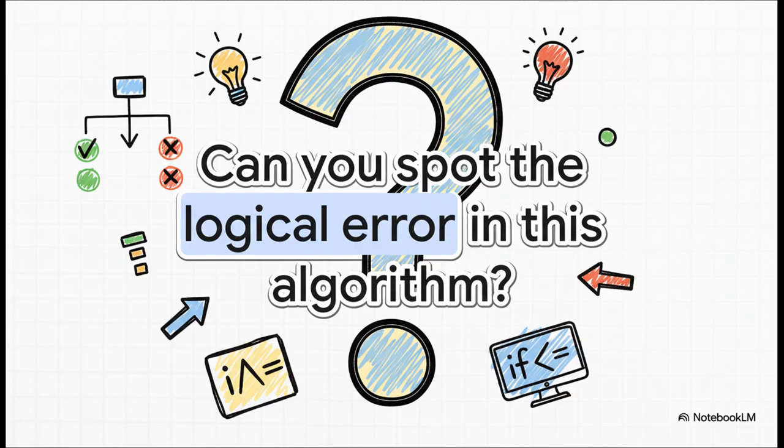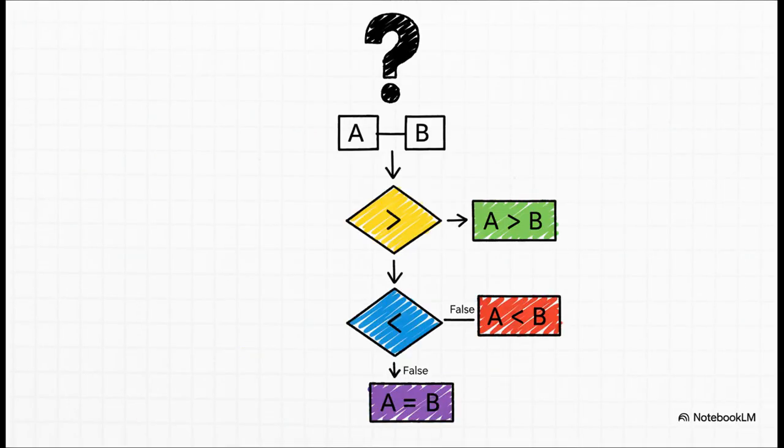Okay, so understanding exactly how these structures work, especially how that else statement latches onto an if, is absolutely critical. So here's a little challenge for you. Take a look at this algorithm. Can you spot the flaw? This piece of code is supposed to take two numbers and tell you which one is bigger, or if they happen to be equal.